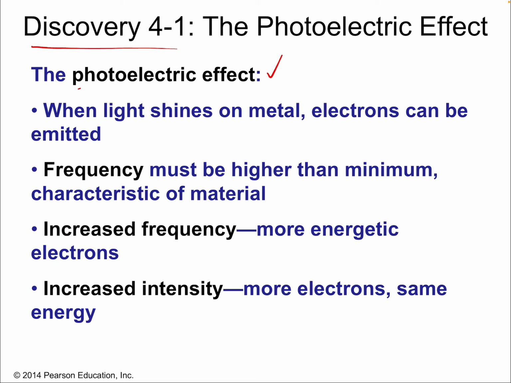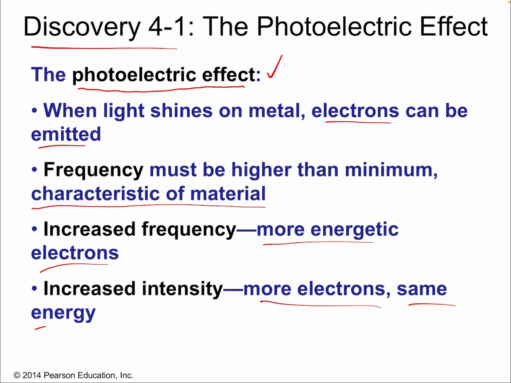But the proof of light as a particle was done in an experiment known as the photoelectric effect. This effect or experiment consists of shining light on a metal, which allows electrons to be emitted from the metal. The metal becomes hot and it emits electrons. They get freed away with a lot of energy. The frequency must be higher than a minimum characteristic of the metal. The metal holds on to electrons in a certain way dependent on what metal you're talking about, whether it's copper or steel or iron or whatever. The increased frequency, the more energetic the electrons. The increased intensity means more electrons, but the same energy.